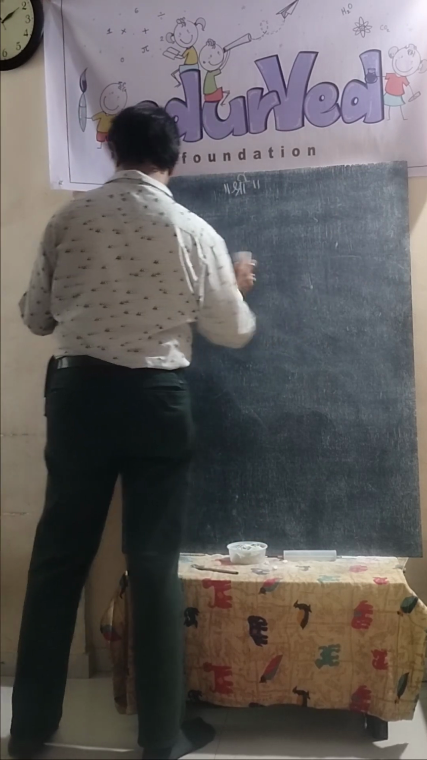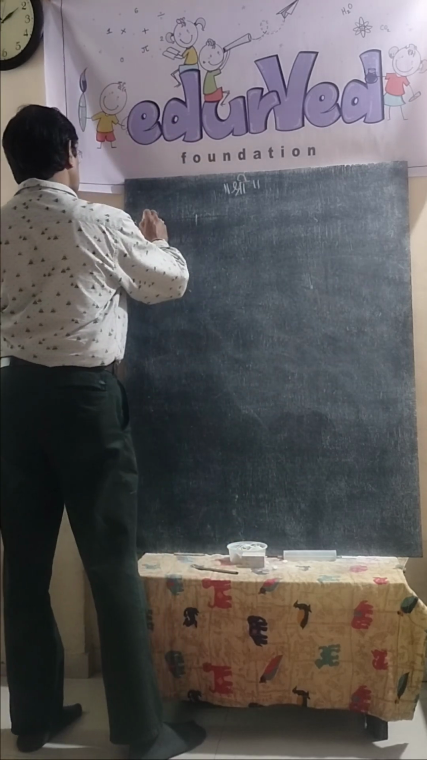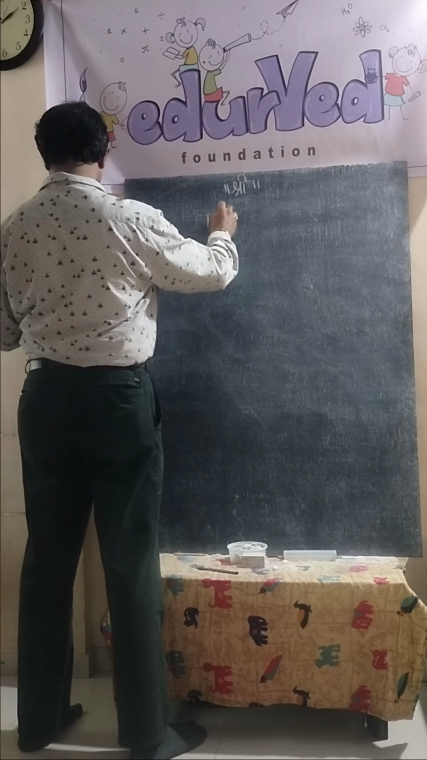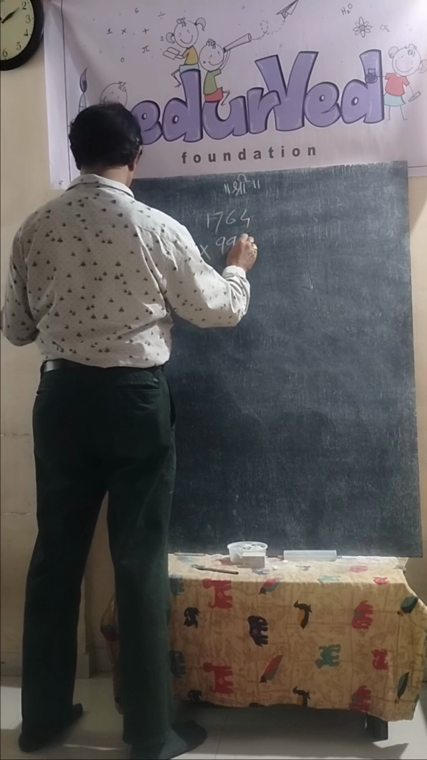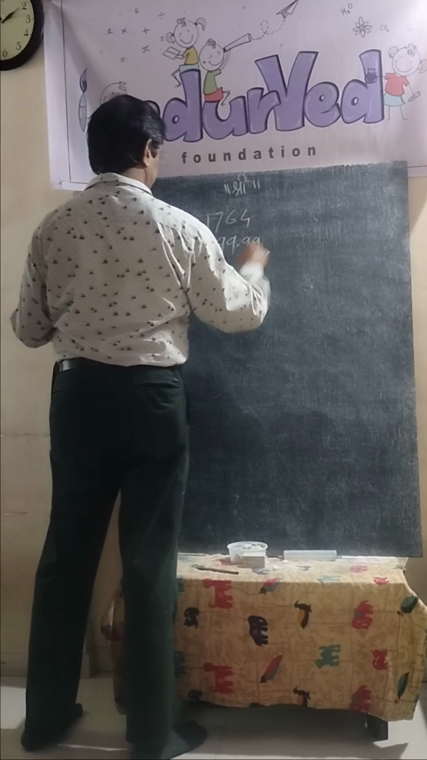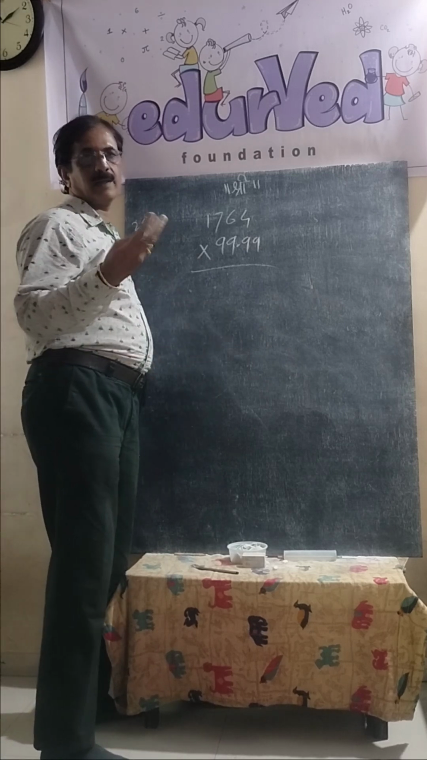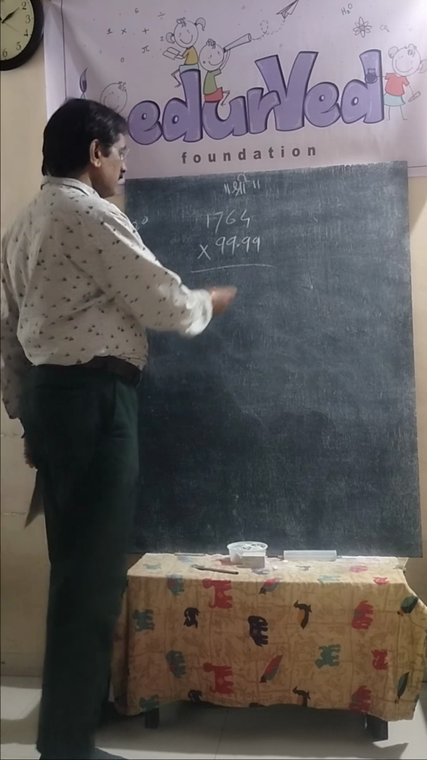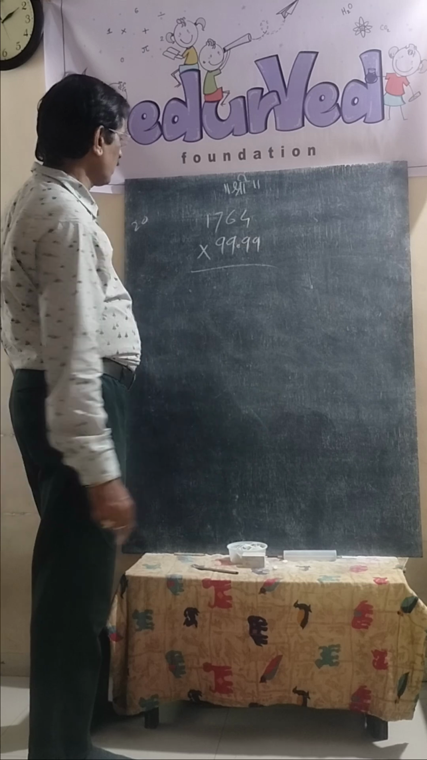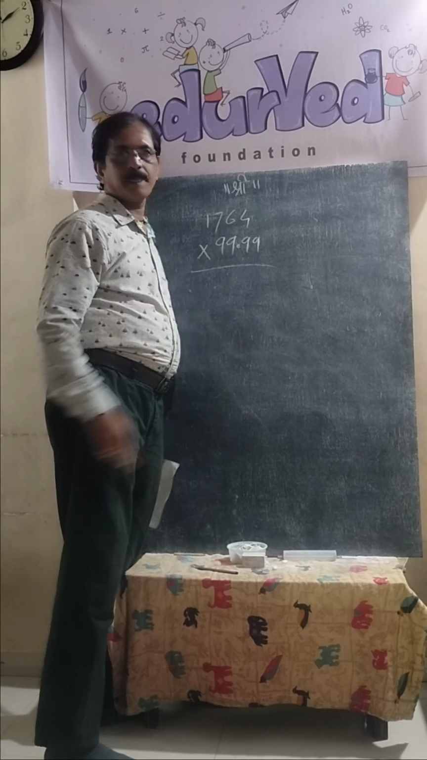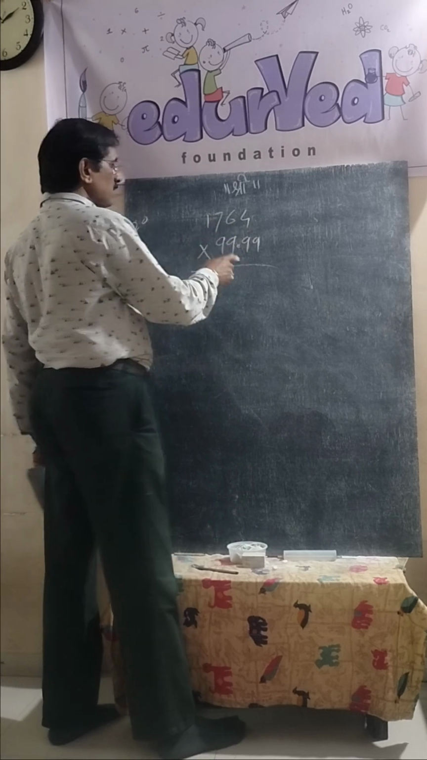Let's see the 20th sum. 1764 into 99.99. Now this is the category of multiplication of any number by 99, 999, 9999. It falls in that category. The only thing is there is a decimal sign over here. So firstly, we just forget the decimal sign and solve the problem.